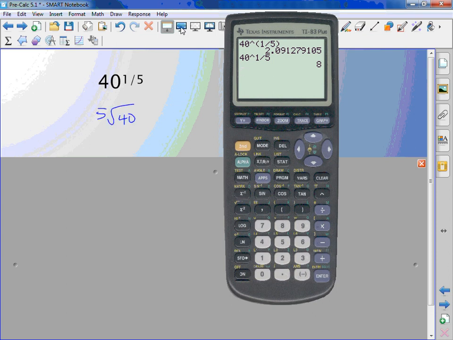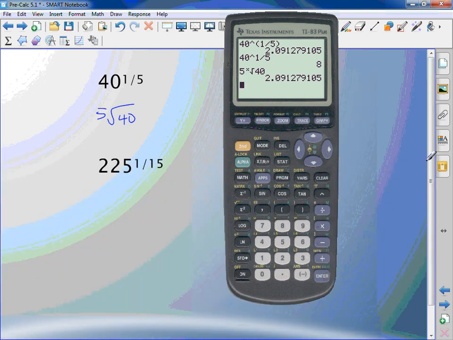How do I do 5th root in a calculator? 5 math 5. That's what the x means. You put this number first, then math 5, then 40. And I get the 2.091. You need to know either way.